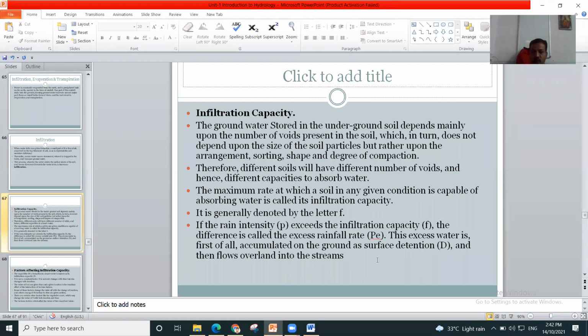Maximum rate of absorbing water in the soil. That maximum rate is known as infiltration capacity.